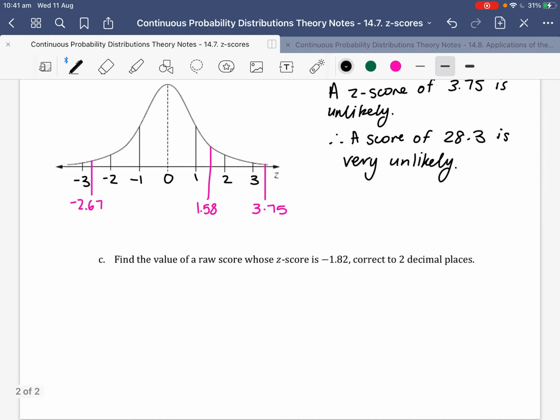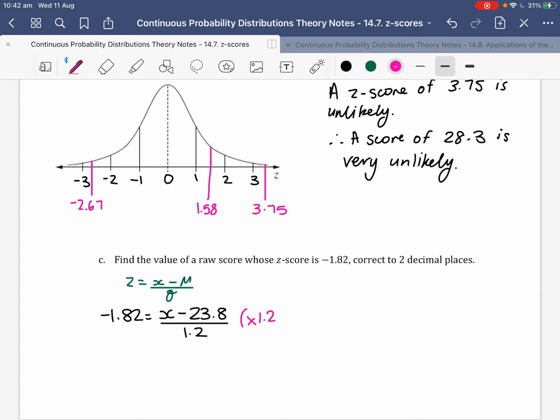And finally, C, find the value of a raw score whose z-score is negative 1.82, correct to two decimal places. For this, we use our z formula, so z equals x minus mu over sigma, or our standard deviation. We know our z-score is minus 1.82. X is what we're trying to find. We do know that our mean is 23.8 because this is continuing on with this question, and we know our standard deviation to be 1.2. So we're now just solving for x.